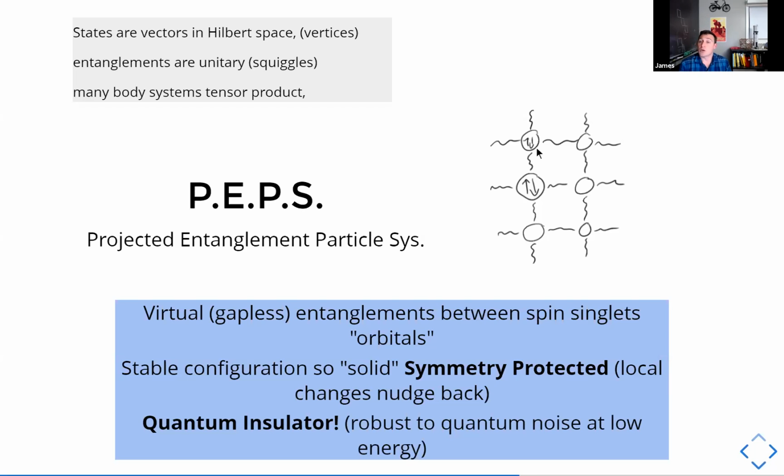This is what's known as a quantum insulator. It's very difficult to get quantum noise, quantum random effects to go through this type of material. So if you're building a quantum computer, you want to isolate your computations from the noise of the world around you. You might line it with a quantum insulator like a PEPS model. And actually PEPS is a code name for a whole lot of states like this, a lattice structure with this kind of virtual interaction.